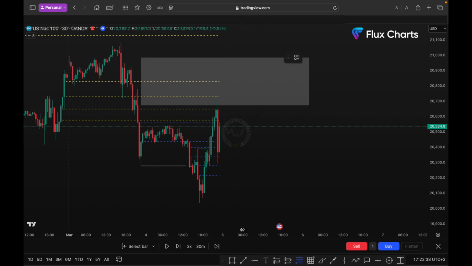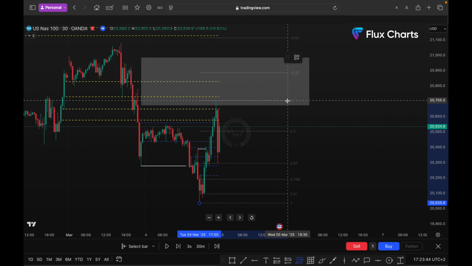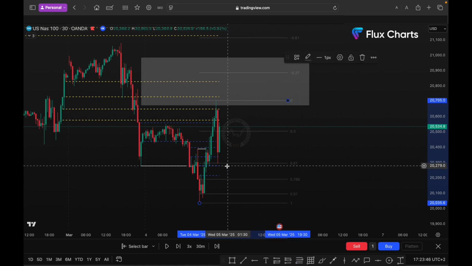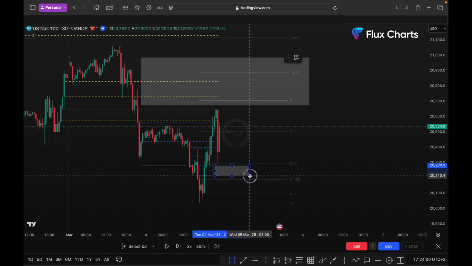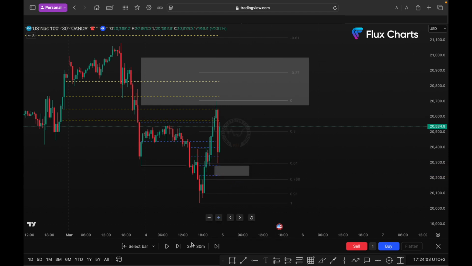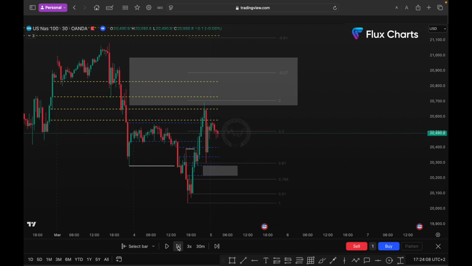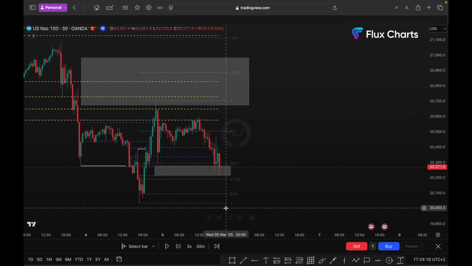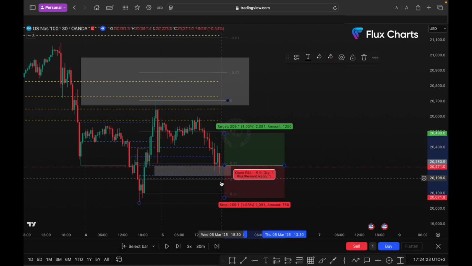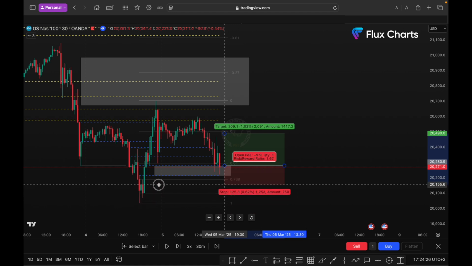Let's quickly draw our fib from this low to this high. As you can see, it was the 61 level. Here is the extreme inverse fair value gap. Let me just mark it out. This one here. Let's see if price comes back to tap this level. There we go. And now we can enter. This low is close enough.